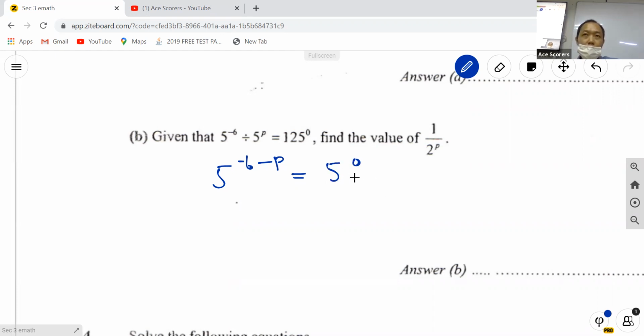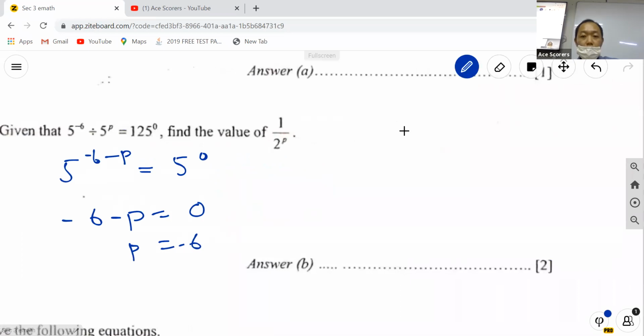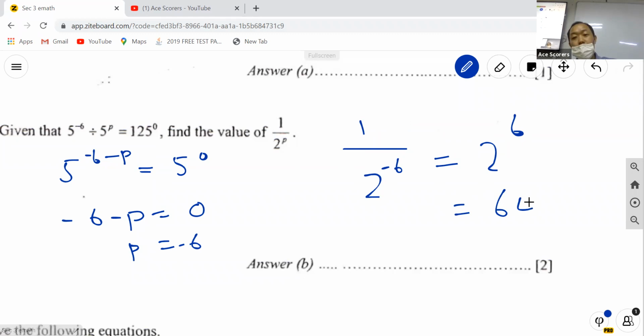So the theory for this type of question is you want the base to be the same. Once the base is the same, you can equate the power. So negative 6 minus p equals 0, and therefore p equals negative 6. Once p equals negative 6, they say find the value of 1 over 2 to the power p. So 1 over 2 to the power negative 6. Negative power goes upwards, so it becomes 2 to the power 6. 2 to the power 5 is 32, then times 1 more, so it is 64. Okay, that's it.